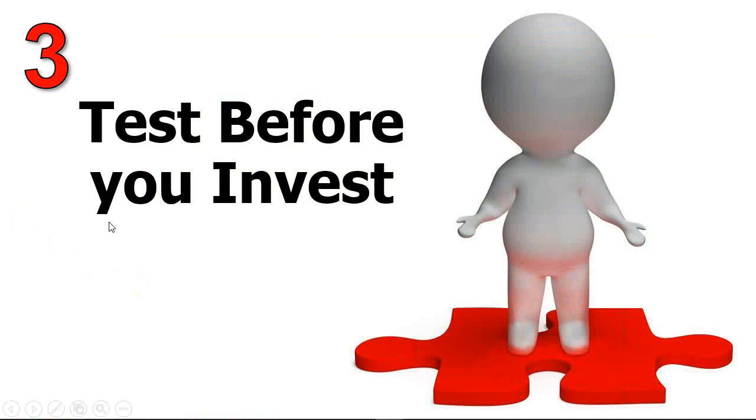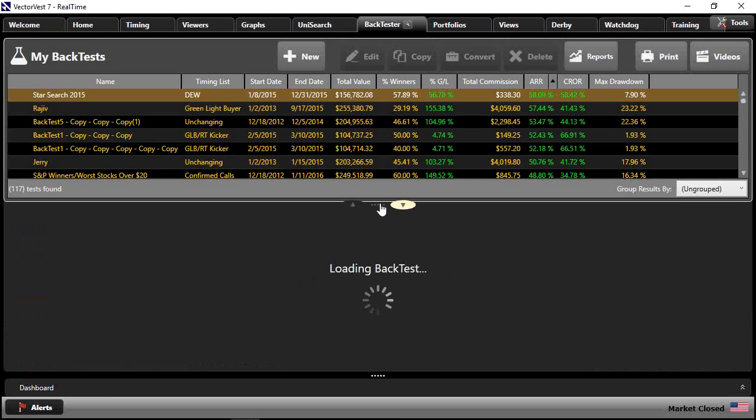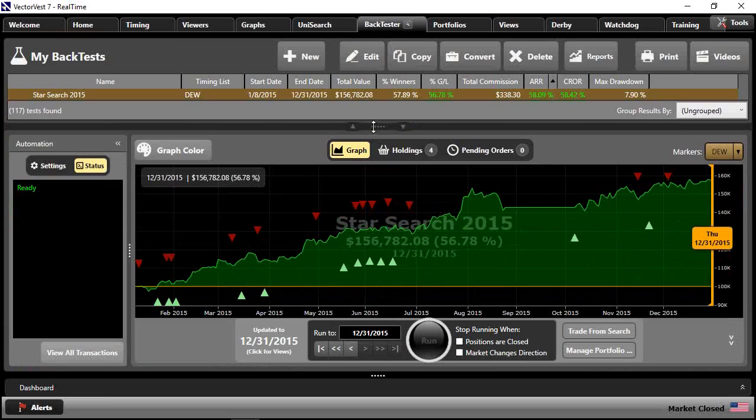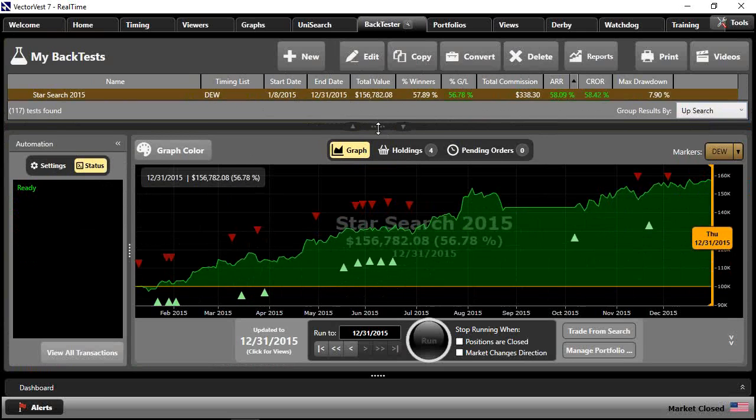Okay. So always test it. Number three here. Always test it before you put your hard-earned money to it. Okay. So I'm going to go back into VectorVest. All right, and I'm looking at our back tester tool here, and here's a back test of basically all of 2015. I make just a few changes.